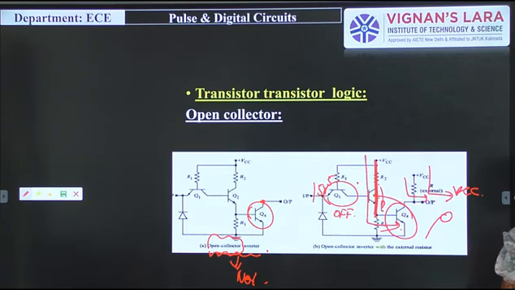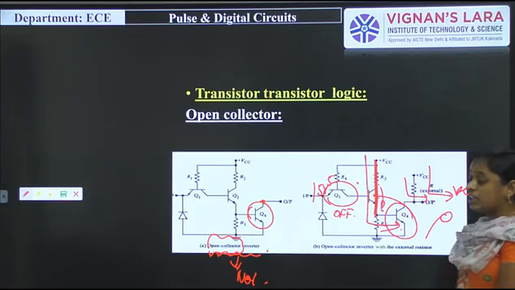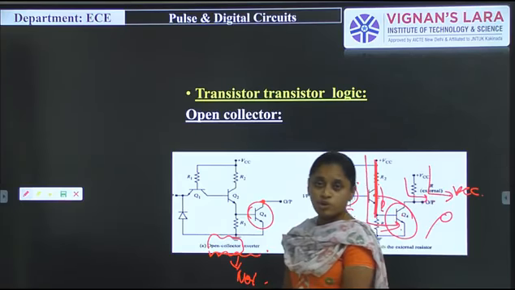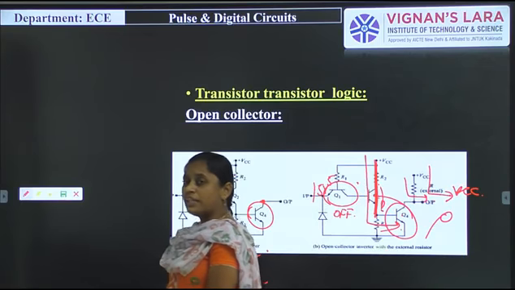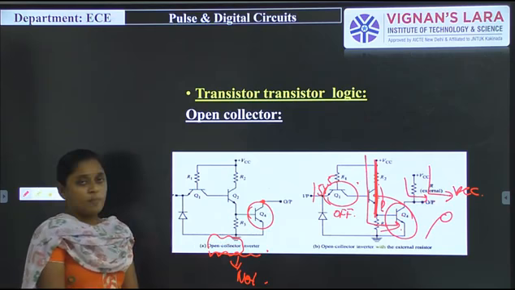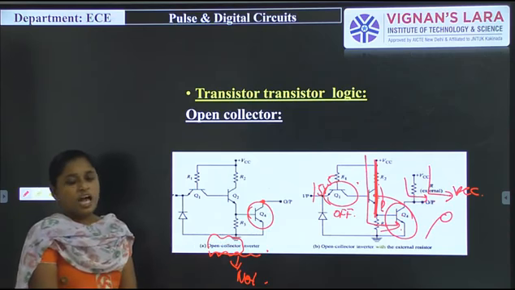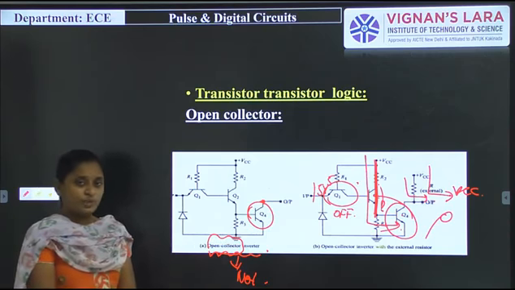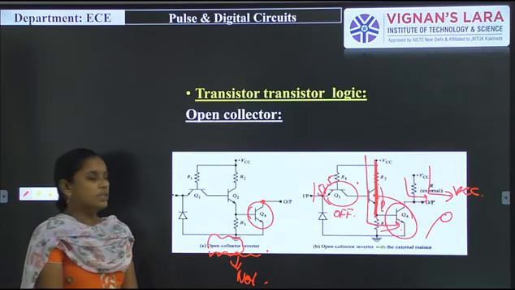The wire-anding problem will be eliminated by using open collector logic. But here the speed of operation will be very low, and that is the major drawback of open collector logic. And mostly TTL gates are used for NAND and NOT gate designing only.